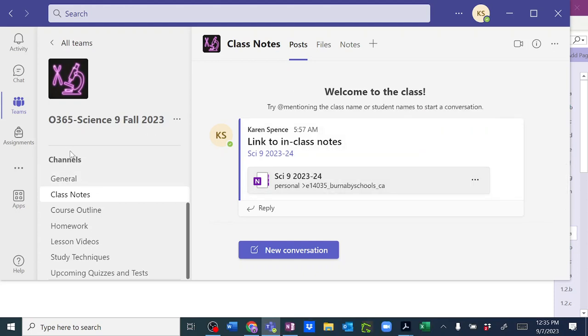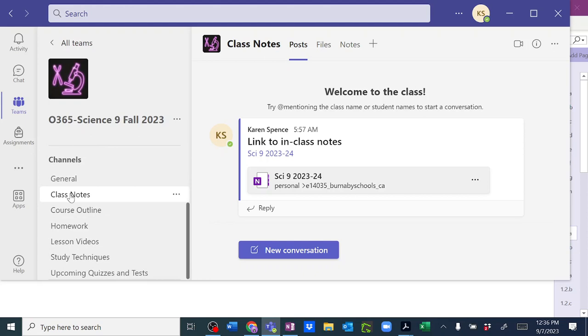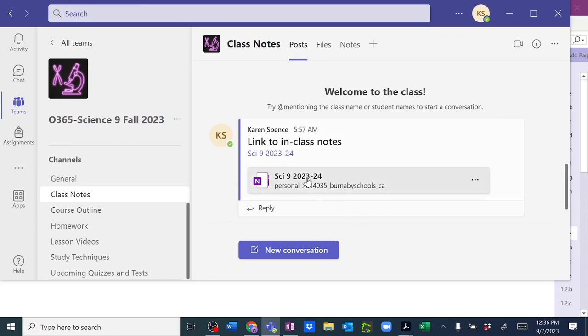So one thing that we didn't have last day is, first of all, this thing here that says class notebook, that goes to nothing, okay? But it won't let me get rid of it, so we're stuck with it. So don't go to class notebook. You're gonna go down to channels and be like, oh, look, class notes. If you click on that, it takes you to a link to our in-class notes. So if we were writing something down and you didn't catch it, or if you were away and you would like to see what we wrote in the workbooks, you can go here.